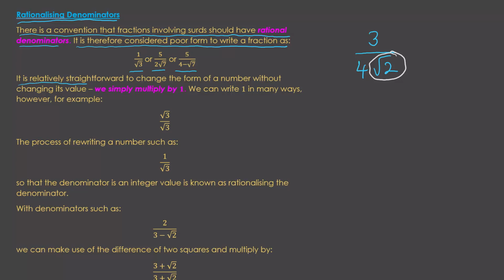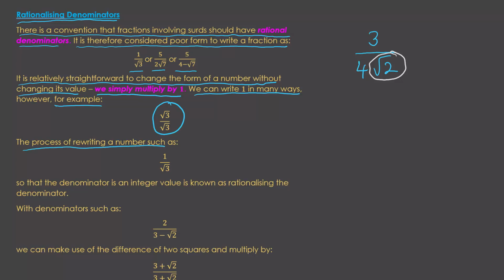It is relatively straightforward to change the form of a number without changing its value. We simply multiply by 1. You know that 1 times anything is the anything. But we can write 1 in many ways. For example, you could write 1 as root 3 over root 3.